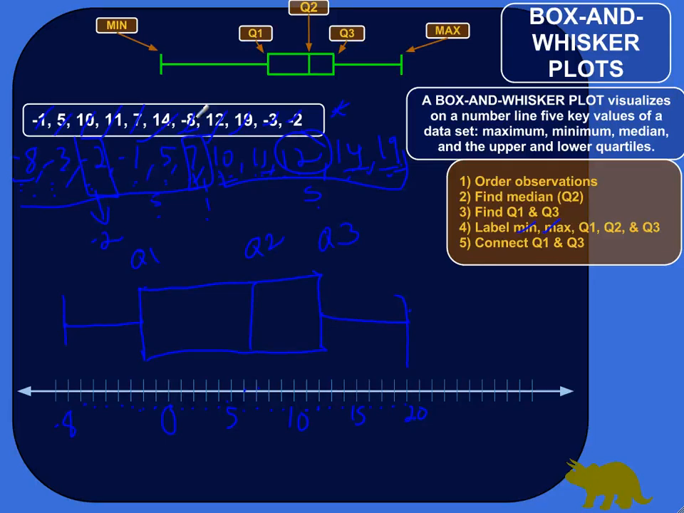Anyway, here's how to take data and find those key observations, those 5 key points: the maximum, the minimum, the median of the data set, and then the upper and lower quartiles, which are the medians of the upper and lower halves of the data.